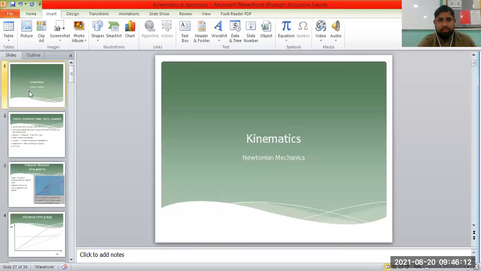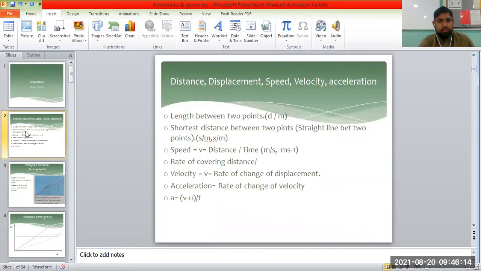We have this presentation. Okay, first of all, what is kinematics? Discussing the motion of the object irrespective of the forces causing those motions.